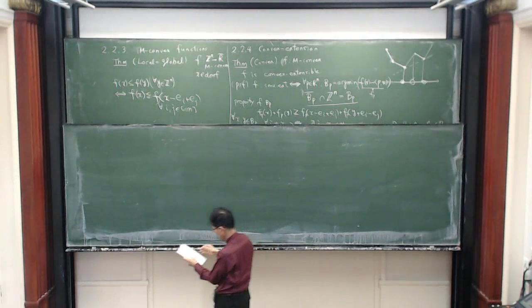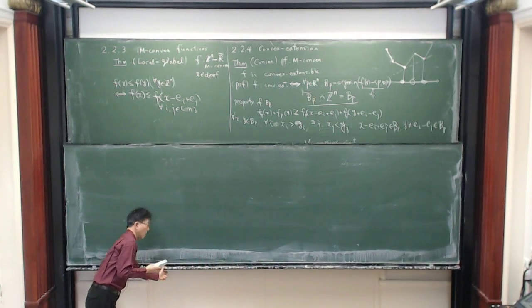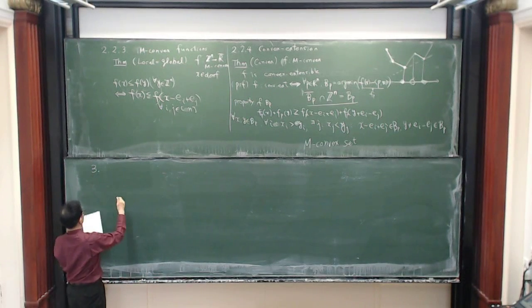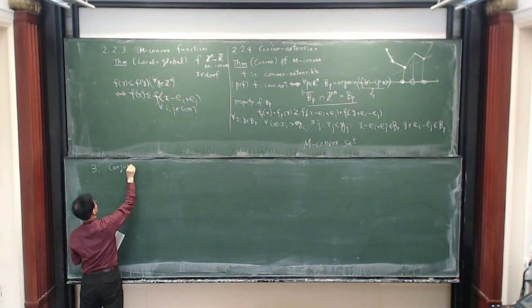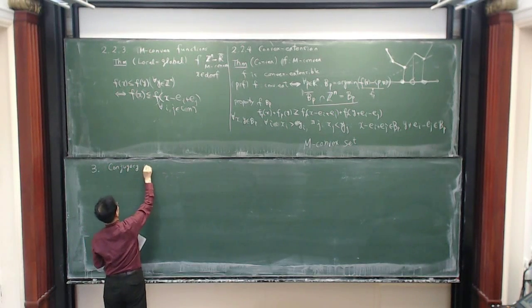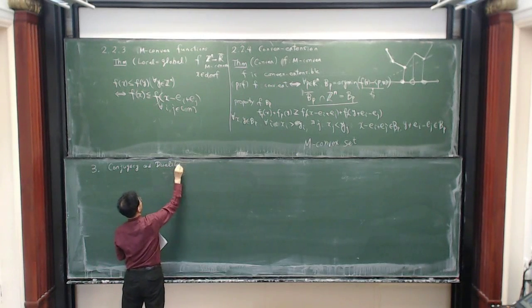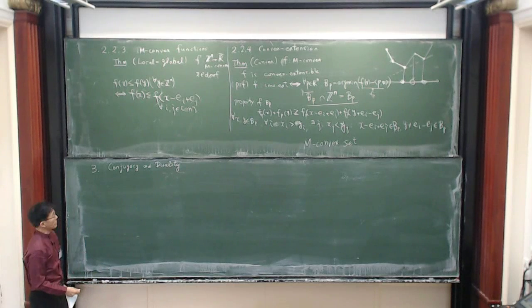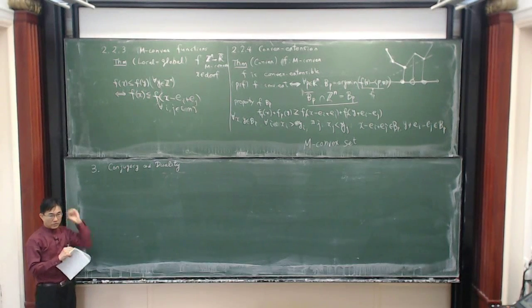Now, I go on to the main section. It says conjugacy and duality. So conjugacy I explained in the first lecture for the univariate function.